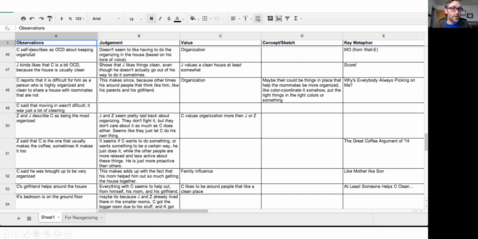So in row 46, this person self-describes as being OCD about keeping organized, but then they hate organizing. So that's quite the interesting conflict. So your goal would be to make organizing both appealing and easy to do.